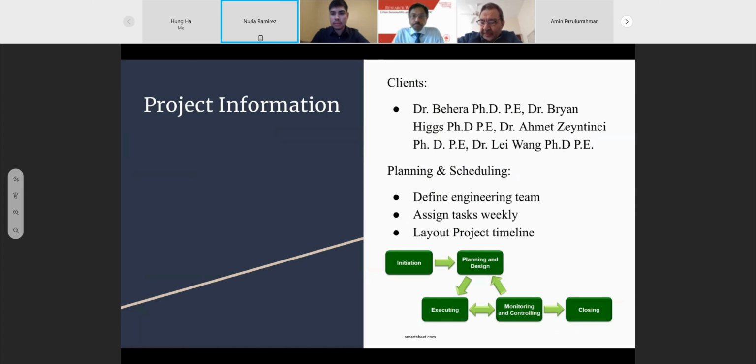For assigned tasks weekly, at the start of the project, we had meetings twice a week, but after splitting the work, we only met once a week, and all the information acquired in each meeting was filed on our meeting minutes agenda. For the layout project timeline, we set out expected timelines for each task to be finished, while highly monitoring and controlling the project's execution. Monitoring, controlling, and executing was the longest part of the project, and we spent the most time with it.